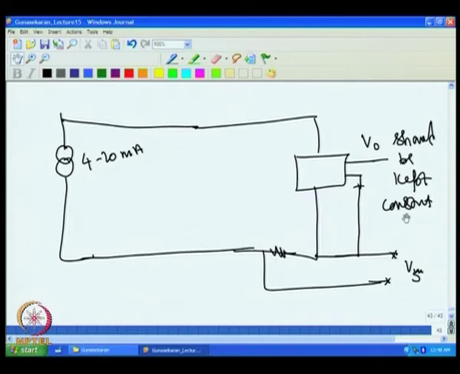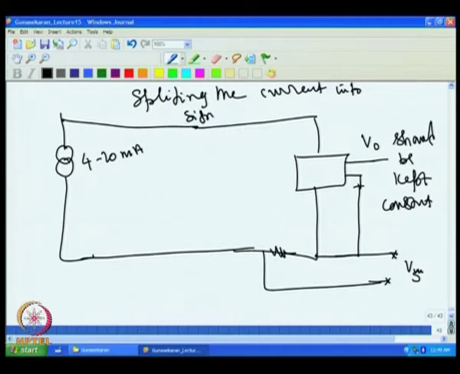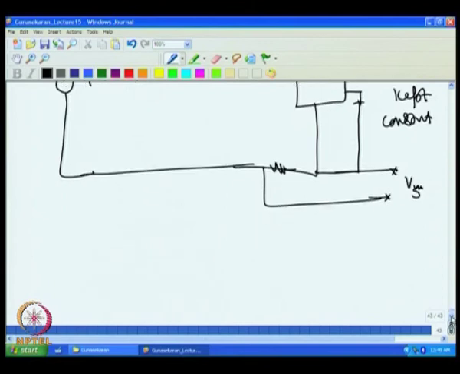So this is actually the conversion of current, splitting the current into signal and power. This is another application which is extensively used in the process control industry.